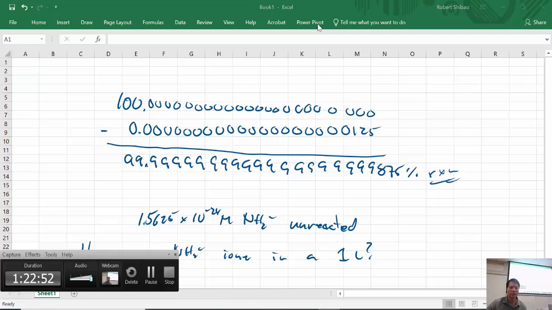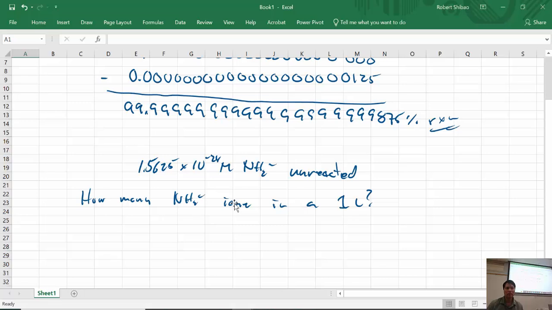Let me pause this here. So we just use dimensional analysis. If I have 1 liter, I'm going to have 1.5625 times 10 to the minus 24 moles. And then I'm just going to use Avogadro's number for that. So I'll just do 1.5625 times 10 to the minus 24 moles times Avogadro's number, 6.022 times 10 to the 23rd. And that gives me 0.94 ion per liter.